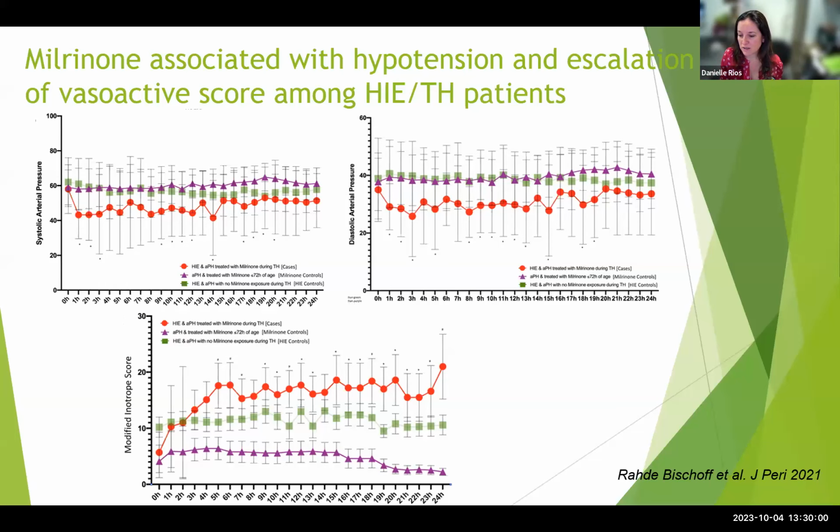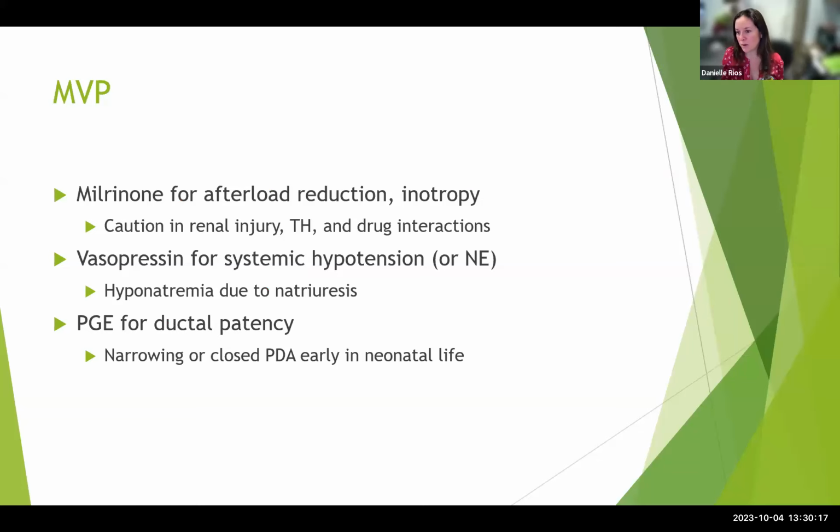Additionally, what they found was that they required an increased inotropic score, and so just a lot more vasoactives in order to help their blood pressure, essentially, because they became so hypertensive. So, MVP: milrinone, for afterload reduction and inotropy, but we have to have caution in renal injury, therapeutic hypothermia.